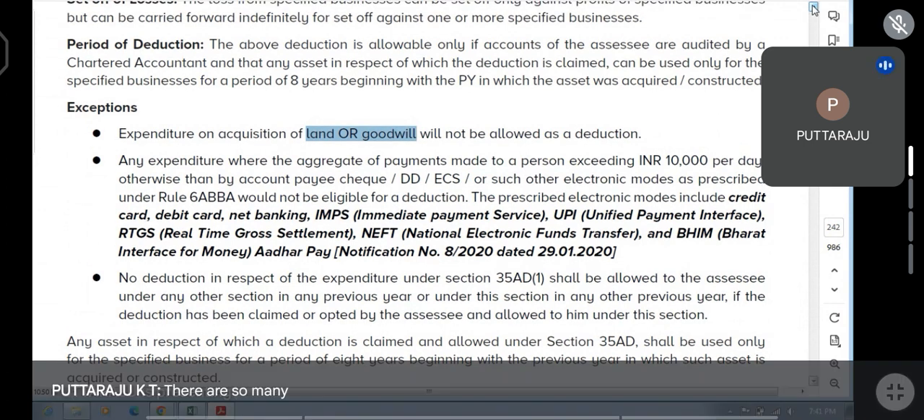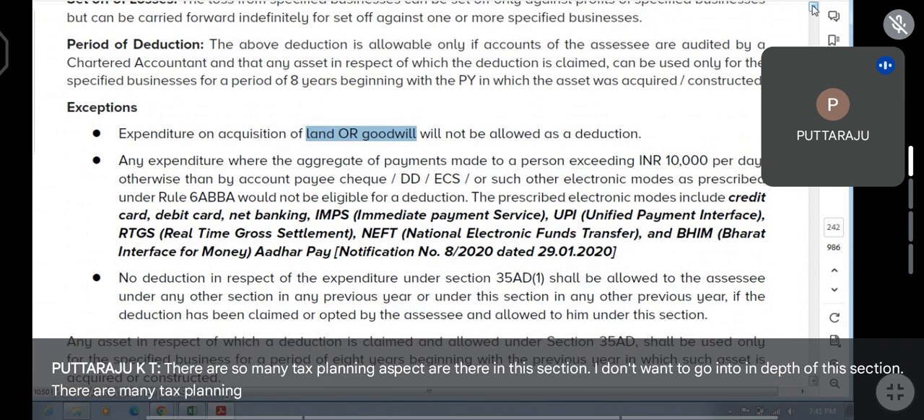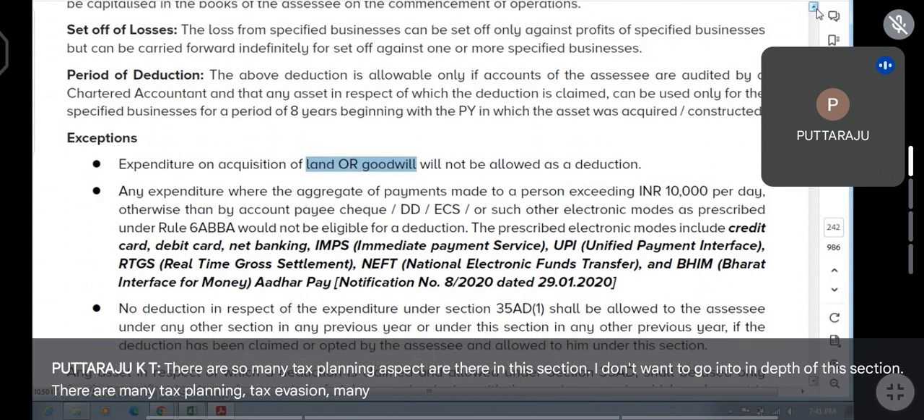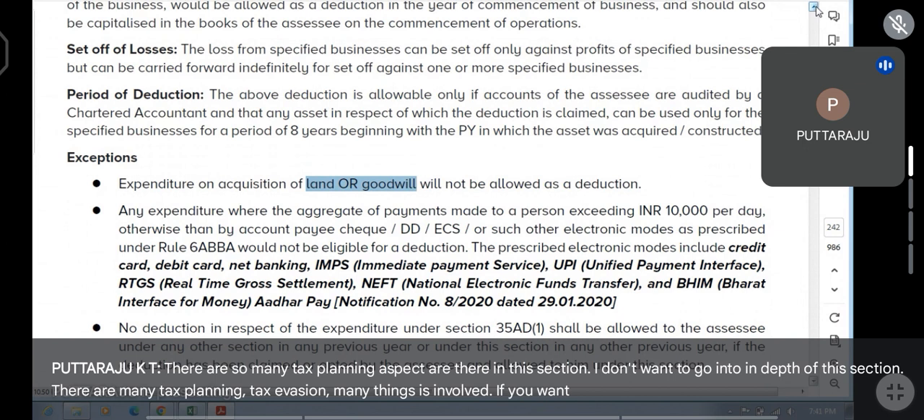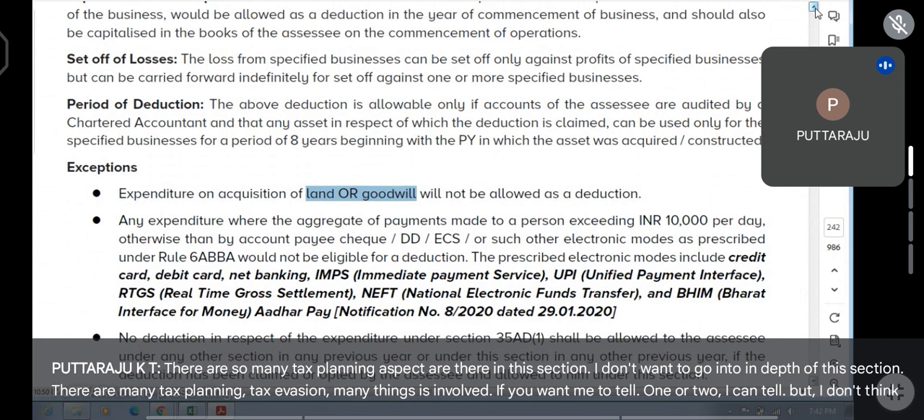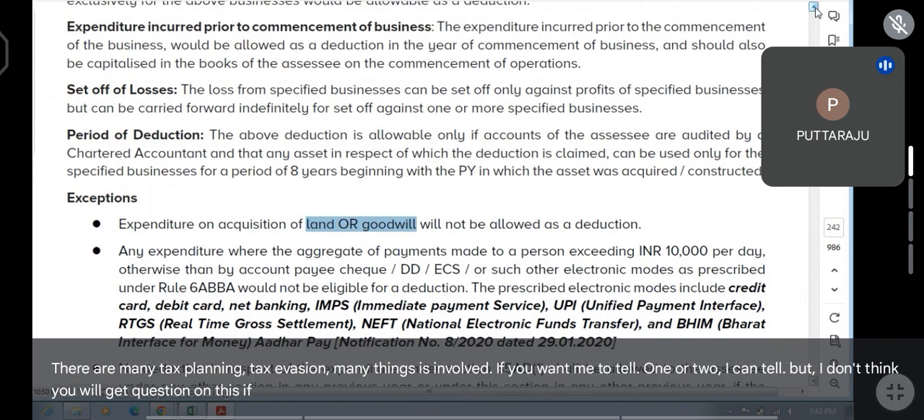There are so many tax planning aspects in this section. I don't want to go into depth of this section. There is tax planning, tax evasion, many things involved. If you want me to tell one or two, I can tell, but I don't think you will get a question on this. If you guys want, I will tell. Otherwise, I will go further. Please include financial instrument here.